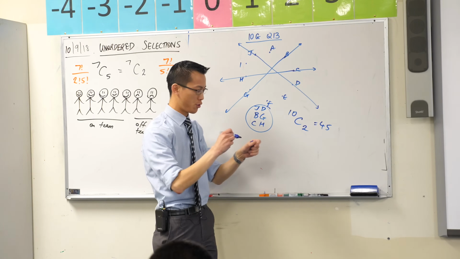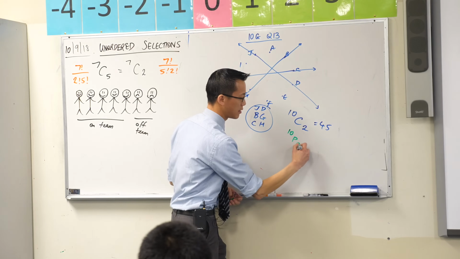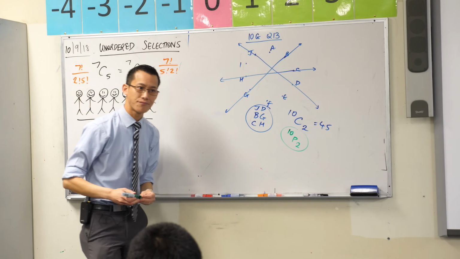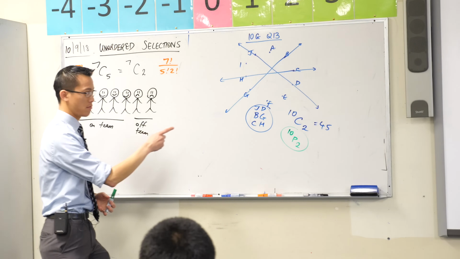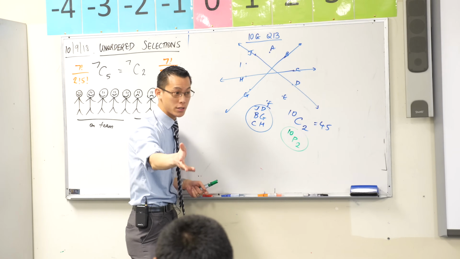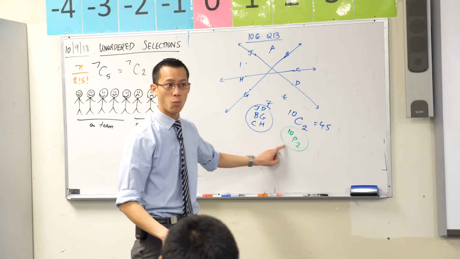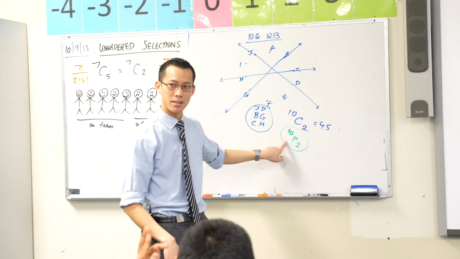Now, I want to push on this. Why is it 10C2, for instance, and not 10P2? Why is it this and not this? What's the difference between them? The difference is order, whether order matters or not. So can you tell me now, why doesn't order matter in this situation?